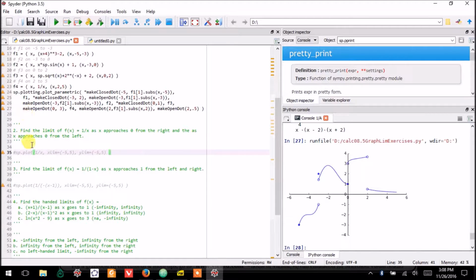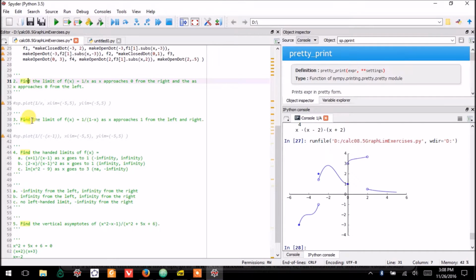Okay, for problem number 2, we want to find the limit of f of x is 1 over x as x approaches 0 from the right. We've already discussed that is infinity, and from the left you get negative infinity. Find the limit of this as x approaches 1 from the left and right.